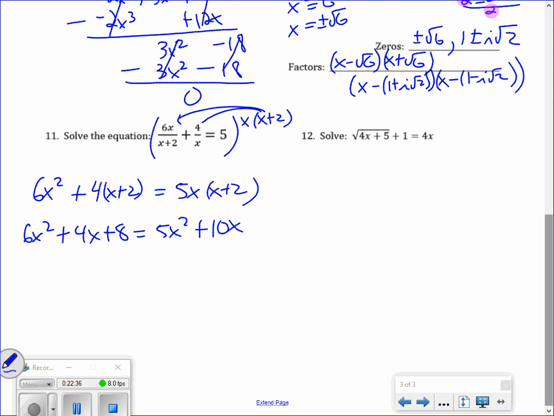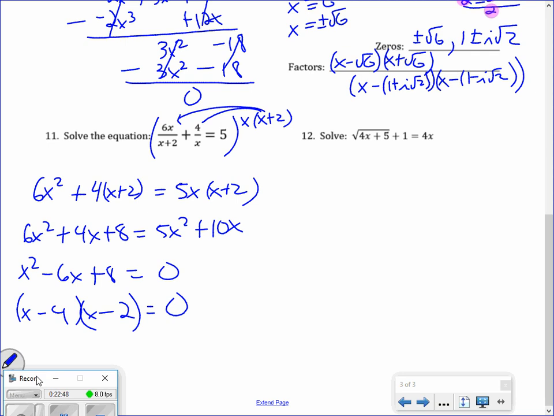All right, so pull everything to the left. You got x squared minus 6x plus 8 equals 0. Let's see. So I got x minus 4 and x minus 2 because that makes 6 also. So my answers are 2 and 4. And I look back, 2 and 4 are perfectly fine. They were not domain problems, so that's it.